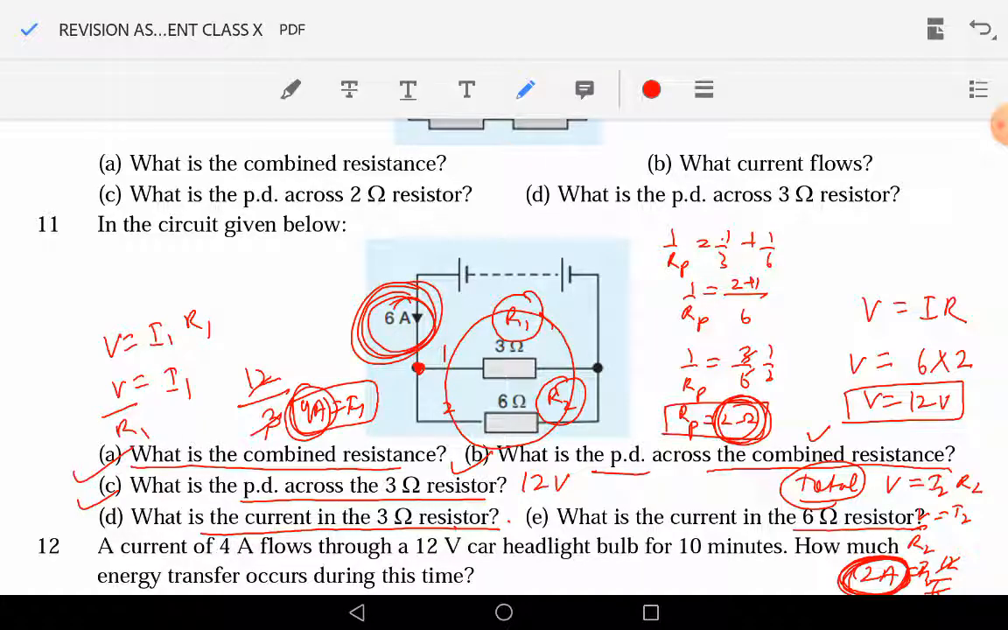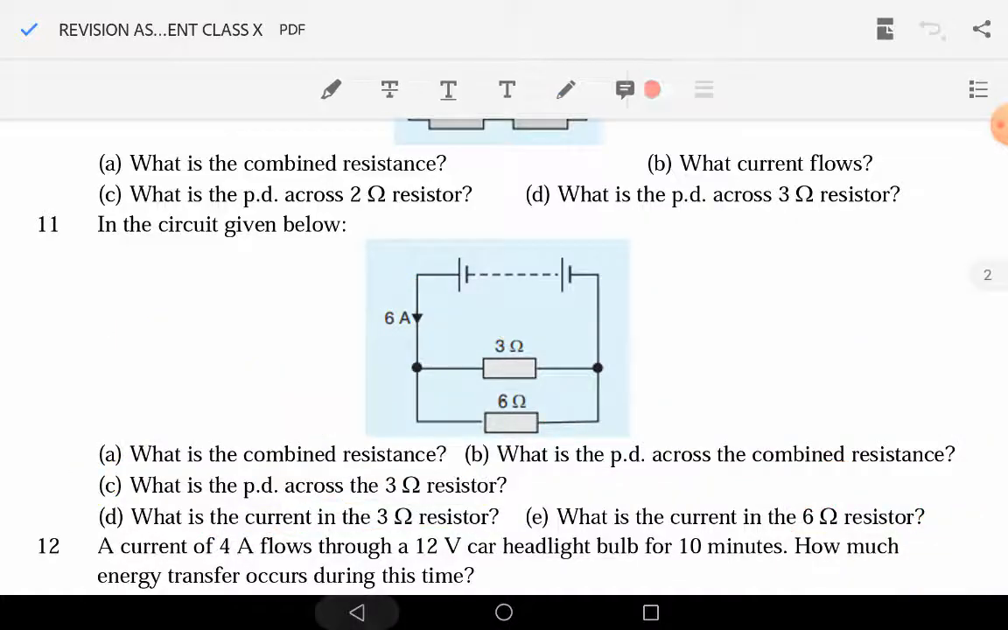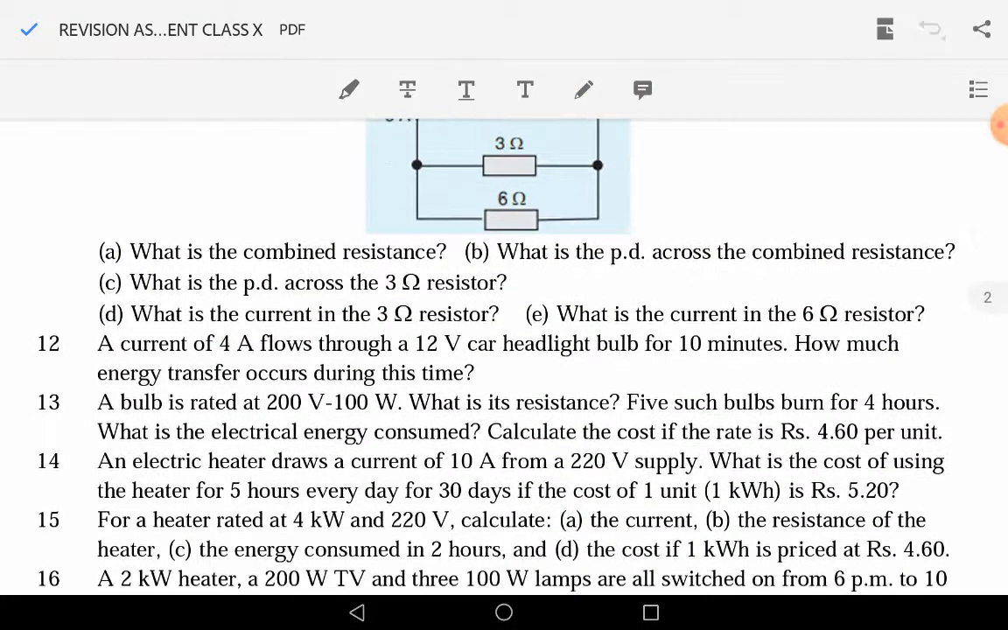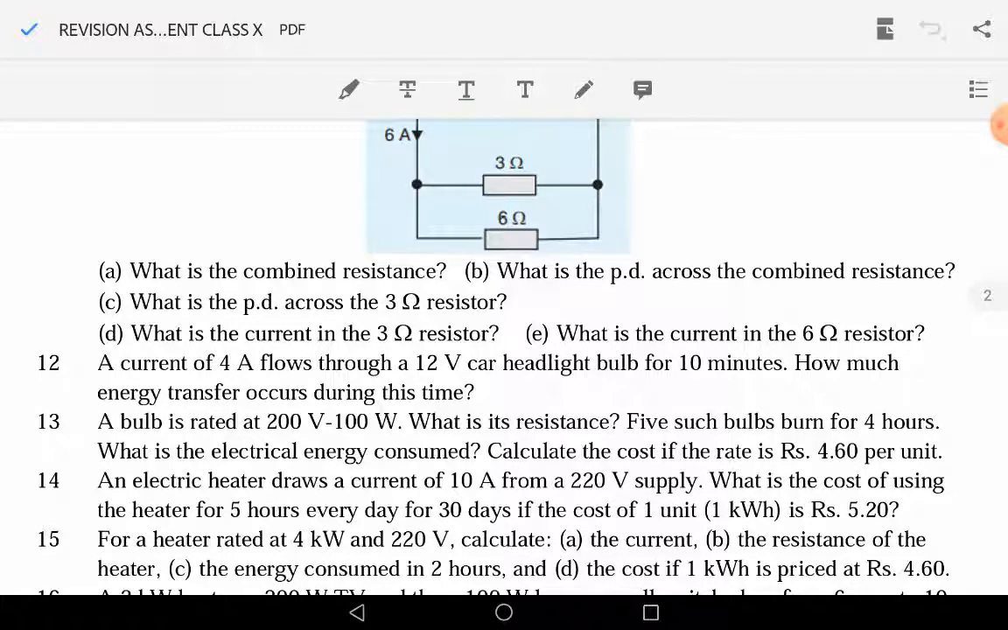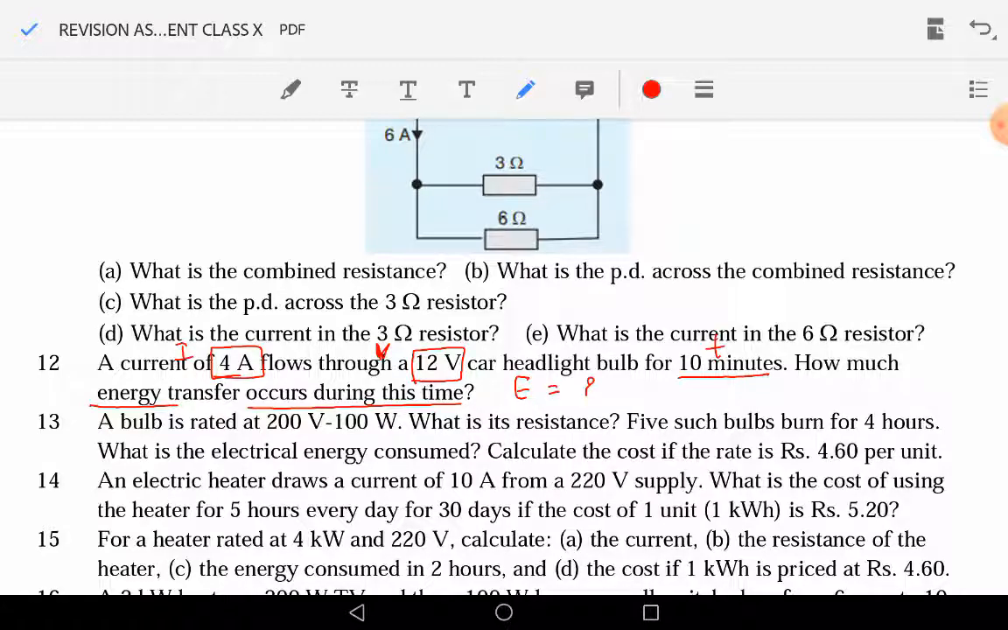So this is how this question is also done. Now moving on to the next one, that is the 12th question. A current I of 4 ampere flows through a 12 volt car headlight, that is V, for 10 minutes, that is T. How much energy transfer occurred during this time, that is E, they are asking us.